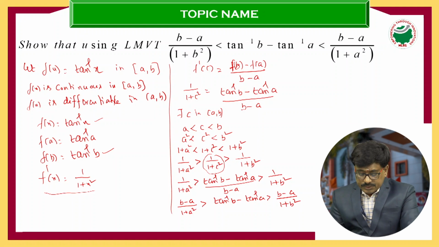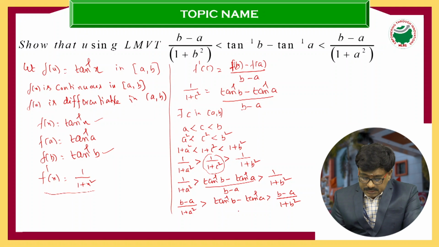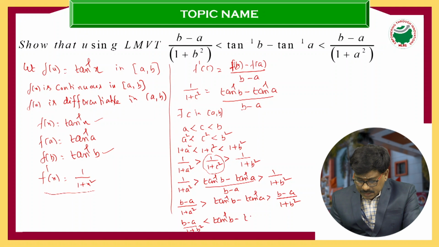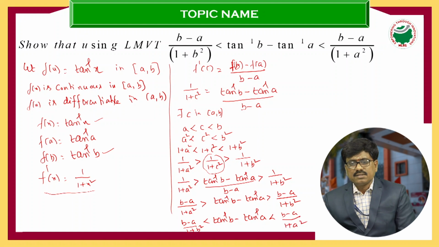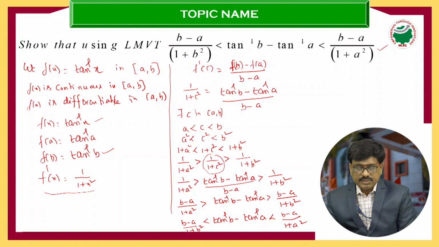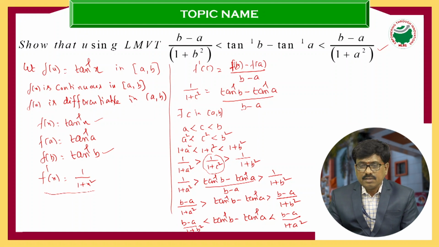Now I am going to rewrite this inequality in the proper order. B minus a whole divided by 1 plus b square less than tan inverse of b minus tan inverse of a less than b minus a divided by 1 plus a square. Now we got the inequality of this result. What did we do? We applied the Lagrange's mean value theorem and derived the tan inverse function inequality, with tan inverse b minus tan inverse a in between these two values.